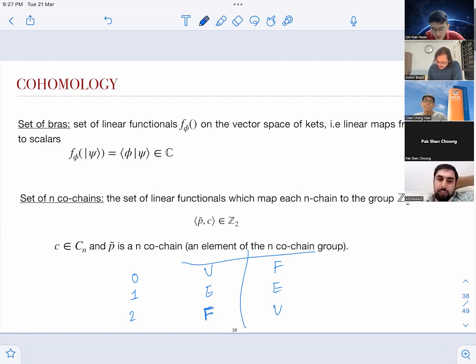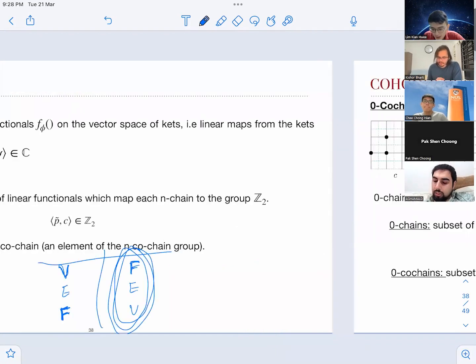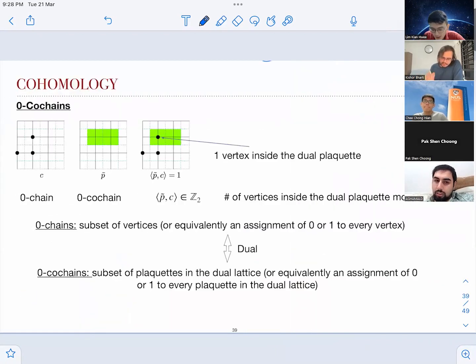So in the dual lattice, we are basically doing nothing but looking at cochains, as you will see. Whatever was a 2-chain here will become a 0 cochain. So let's look at 0 cochains.